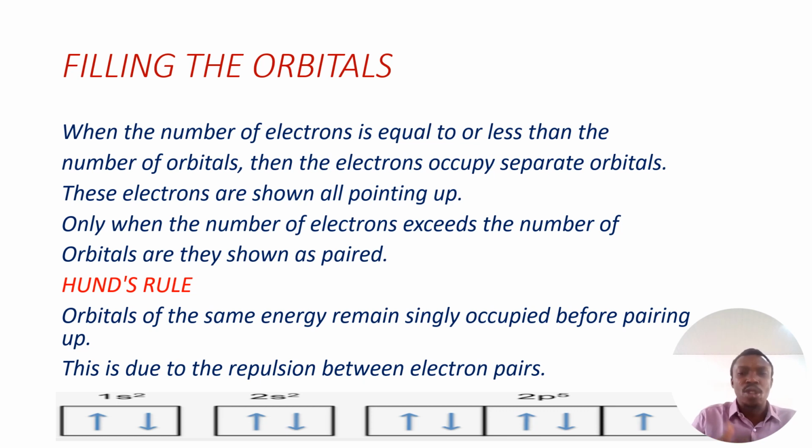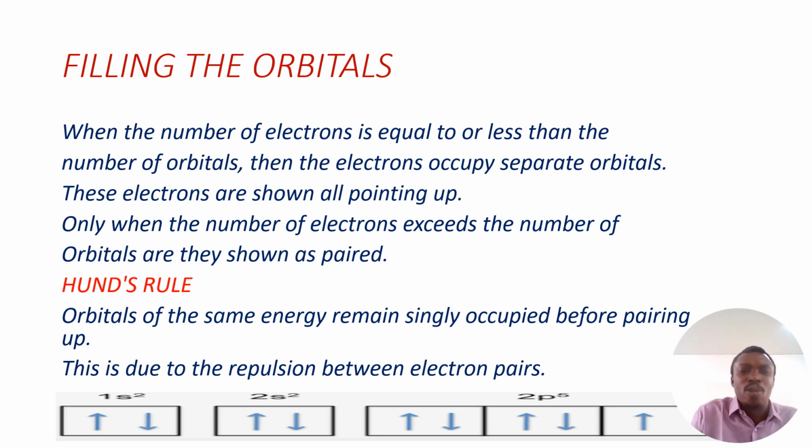Now, the second rule we want to consider is Hund's rule. What happens in filling the orbitals? When the number of electrons is equal to or less than the number of orbitals, then the electrons occupy separate orbitals. These electrons are shown all pointing up. Only when the number of electrons exceeds the number of orbitals are they shown as paired. So what is Hund's rule trying to explain? That orbitals of the same energy remain singly occupied before pairing up.